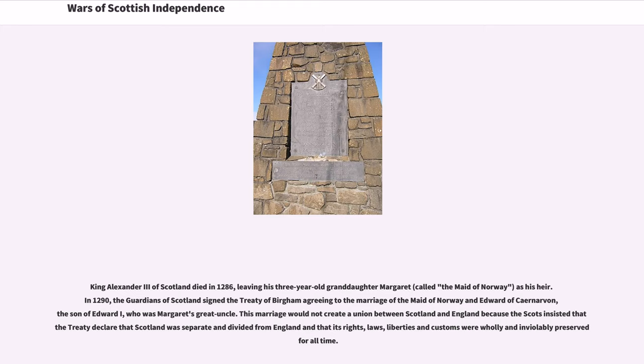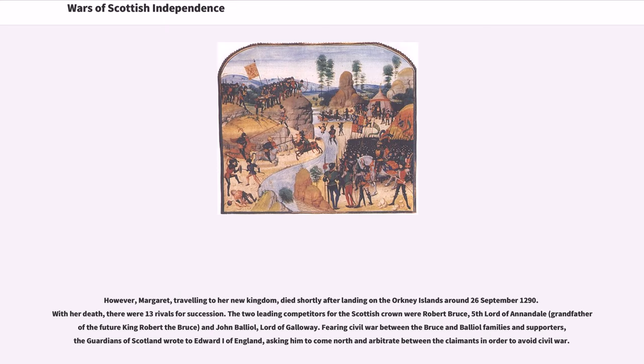This marriage would not create a union between Scotland and England, because the Scots insisted that the treaty declare that Scotland was separate and divided from England, and that its rights, laws, liberties and customs were wholly and inviolably preserved for all time. However, Margaret, traveling to her new kingdom, died shortly after landing on the Orkney Islands around September 26, 1290. With her death, there were 13 rivals for succession.